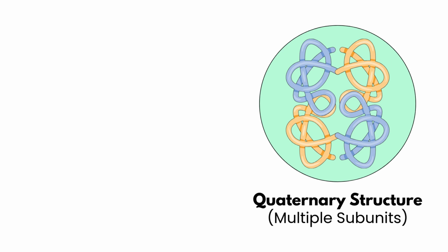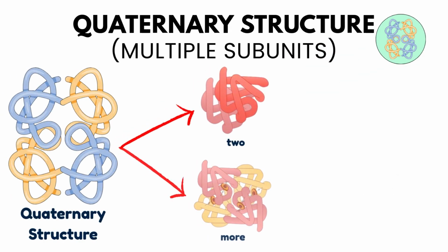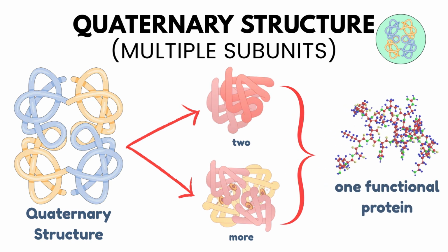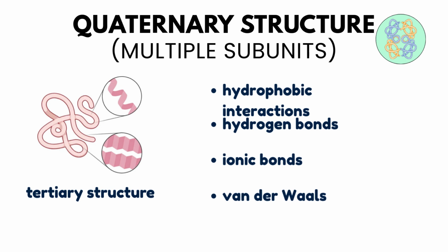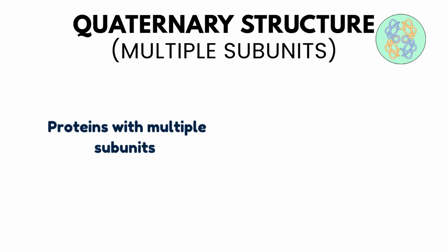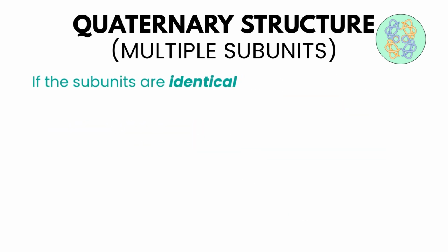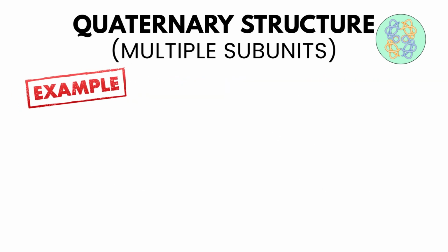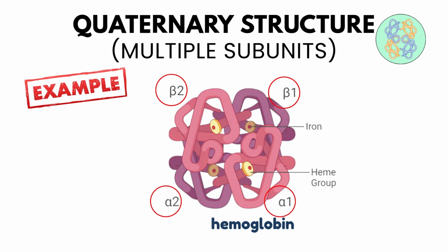Quaternary structure, multiple subunits. Quaternary structure happens when two or more polypeptides assemble into one functional protein. The same forces that stabilize tertiary structure, hydrophobic interactions, hydrogen bonds, ionic bonds, and van der Waals, also hold these subunits together. Proteins with multiple subunits are called oligomers. If the subunits are identical, it's a homooligomer. If they're different, it's a heterooligomer. Classic MCAT example, hemoglobin, a heterotetramer with 4 subunits working together.